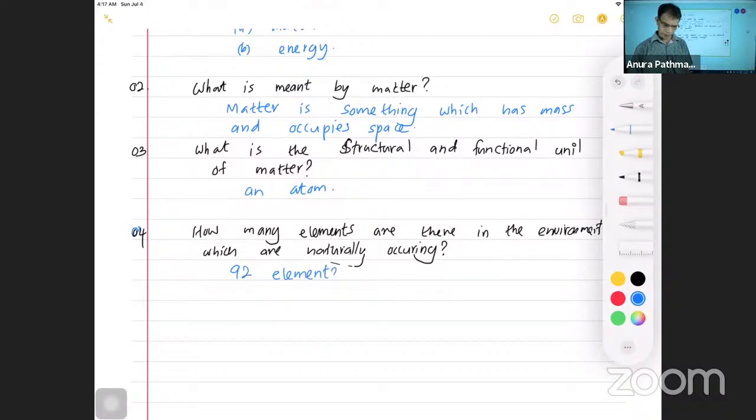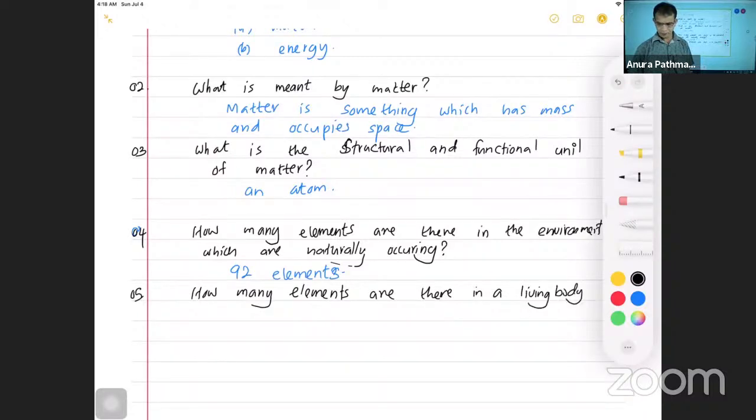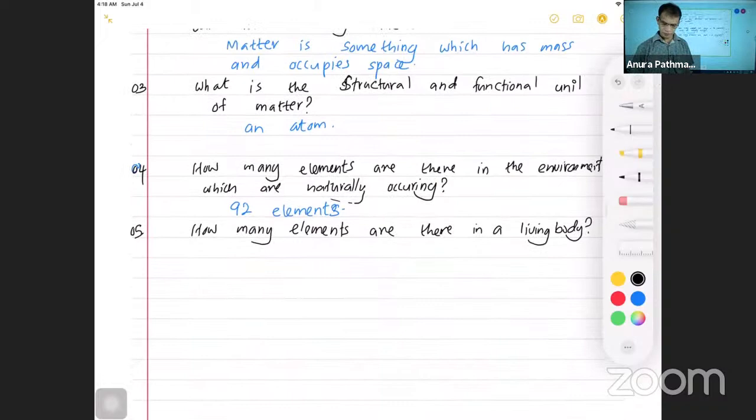Then, with 92 elements, how many elements are there in a living body? The answer is 25.